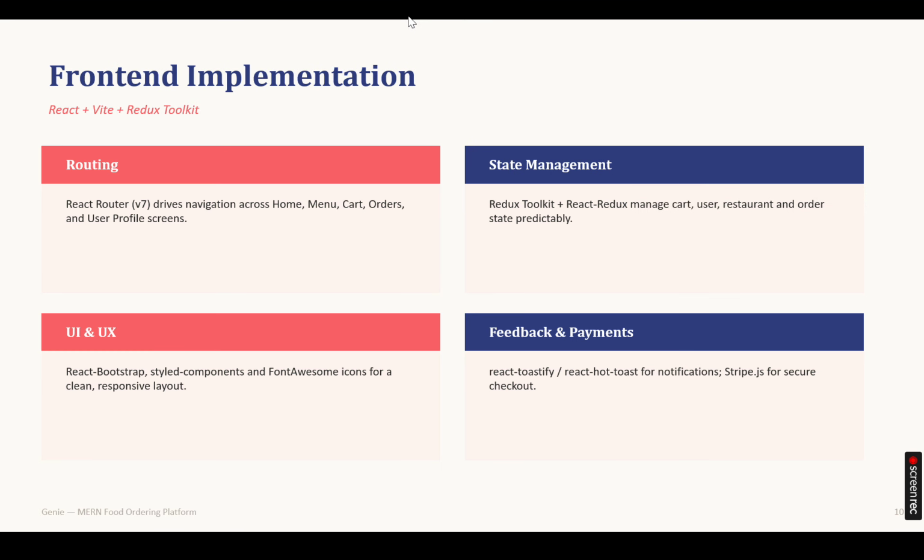Front-end implementation. On the front end, I used React with Vite for fast builds. React Router handles navigation across the home, menu, cart, orders, and profile screens. Redux Toolkit paired with React Redux manages my cart, user, restaurant, and order state predictably across the app. For the UI itself, I used React Bootstrap style components and Font Awesome icons to keep things clean and responsive.